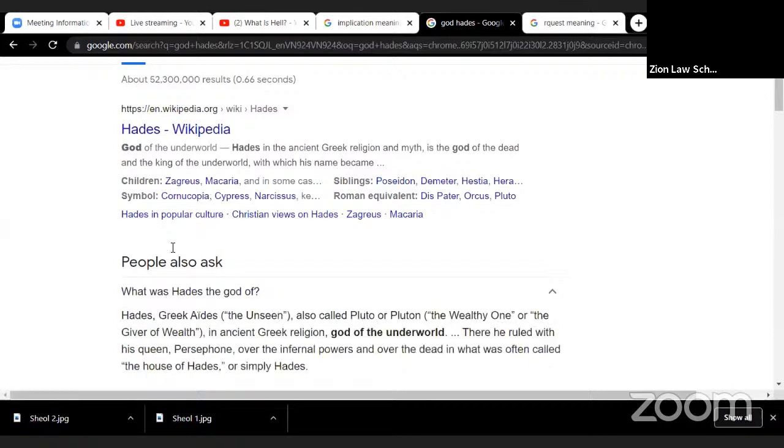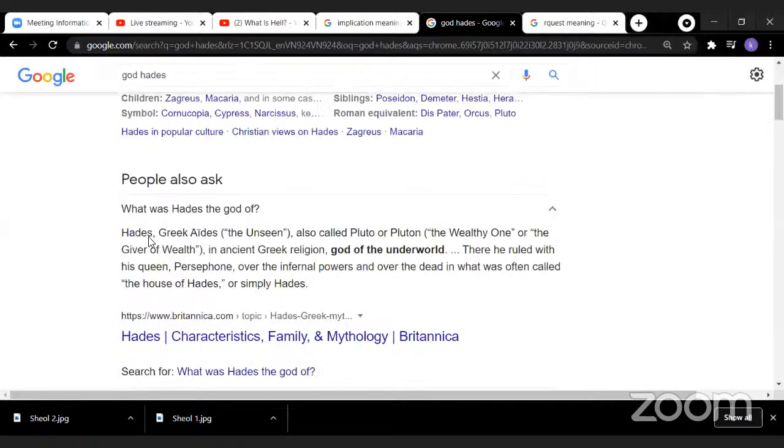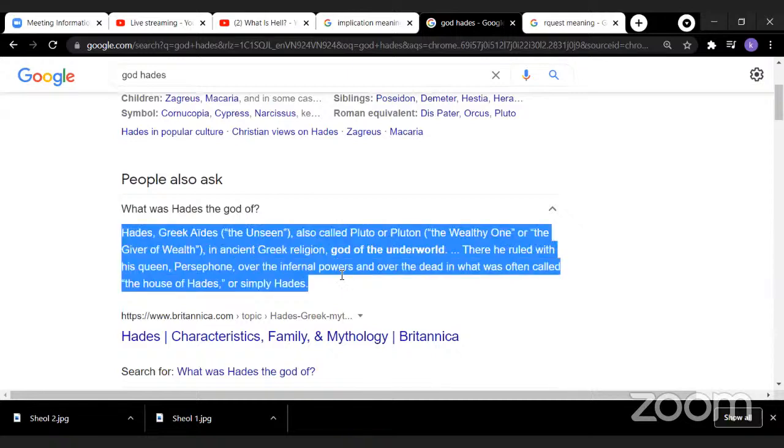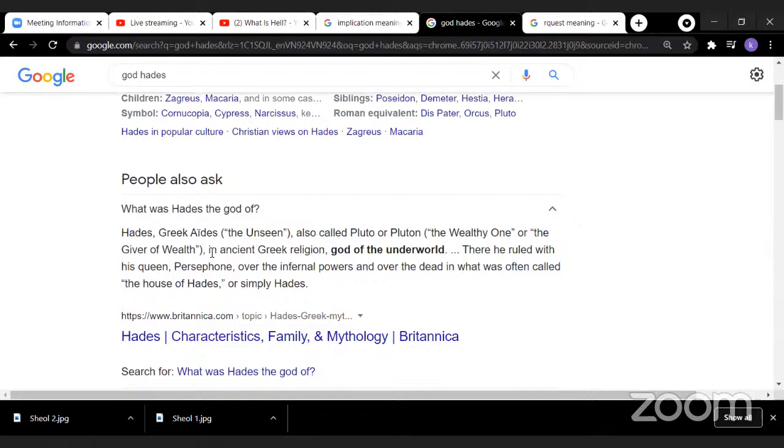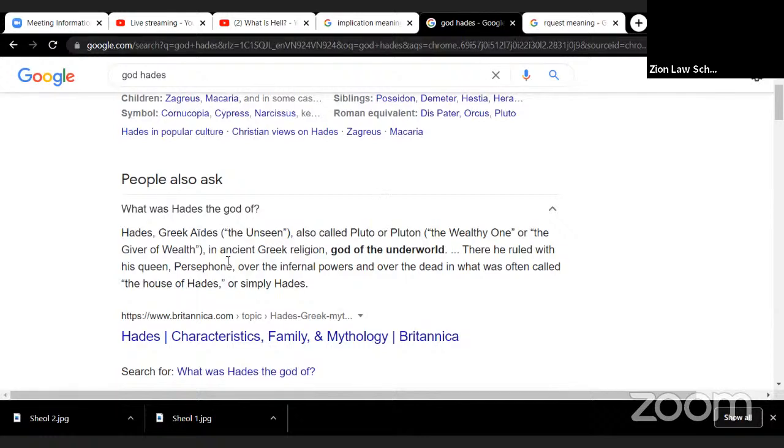You want to go through it, Jediah? Hades, Greek Hades, the unseen, also called Pluto or Pluton, the wealthy one, or the giver of wealth. In ancient Greek religion, god of the underworld. There he ruled with his queen Persephone over the infernal powers and over the dead in what was often called the house of Hades, or simply Hades. So he was the giver of wealth.